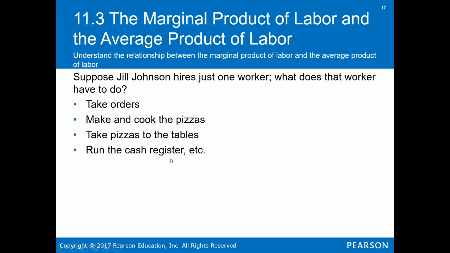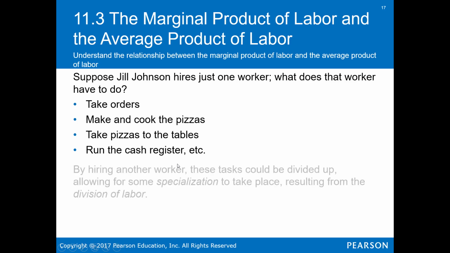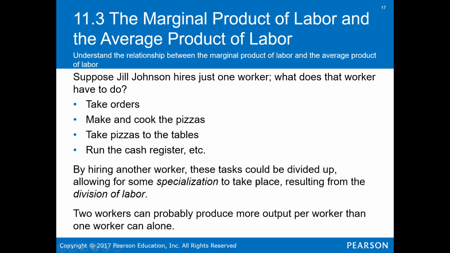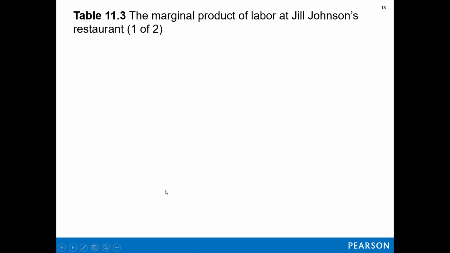Suppose Jill just hires 1 worker. What does that worker do? They have to take orders, make and cook the pizza, take pizzas to the table, and do the cash register. By hiring another worker, these tasks can be divided up, allowing them to specialize and resulting in a division of labor. 2 workers can probably produce more output than the 1 worker alone.